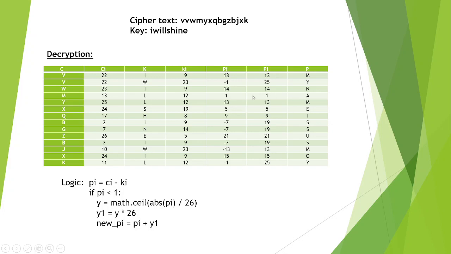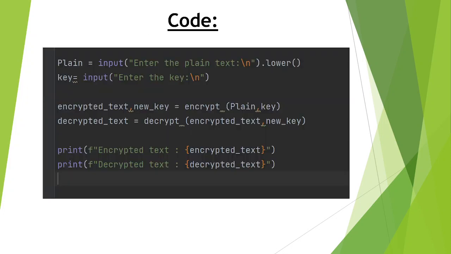So after all of this, I write like this. If you calculate the minus 7 value, then you will get 19. Then I write all of my plain text values here: 13 M, 25 Y, and you can see that we get the value: My name is Sushma. So our decryption is done here. So let's move on to the code.